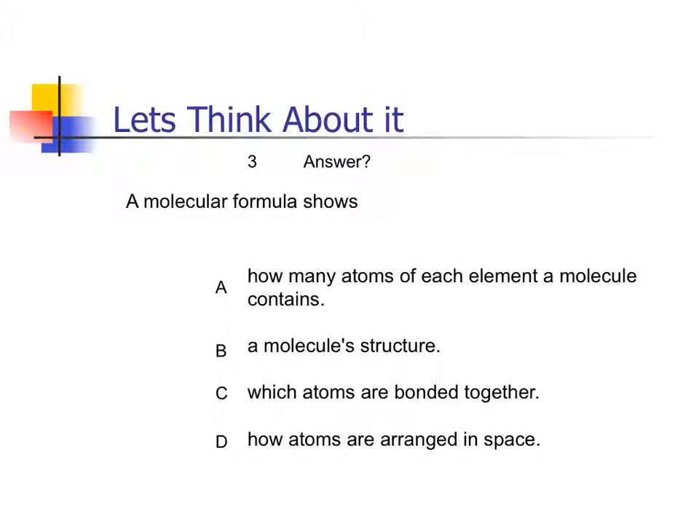A molecular formula shows how many atoms of each element a molecule contains. A molecular structure shows which atoms are bonded together, and how the atoms are arranged in space.